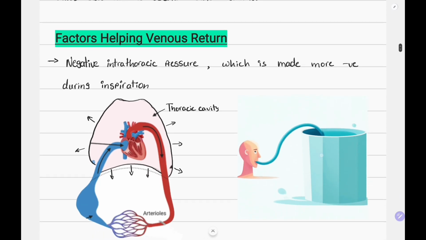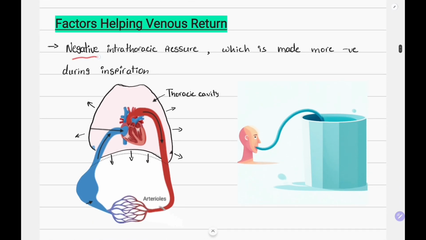The factors helping the venous return. The negative intrathoracic pressure, which is made more negative during inspiration. When you inspire, the chest muscle contracts, leading to an increase in the thoracic cavity. The diaphragm moves downwards, and during inspiration the overall volume of the thoracic cavity increases, and due to the volume increment there is a negative pressure buildup. The negative pressure buildup pulls the blood towards the heart.